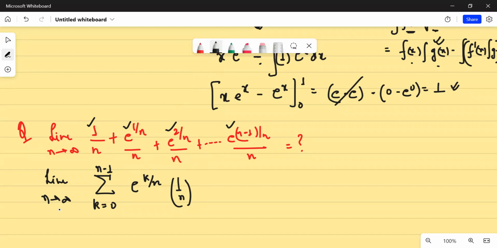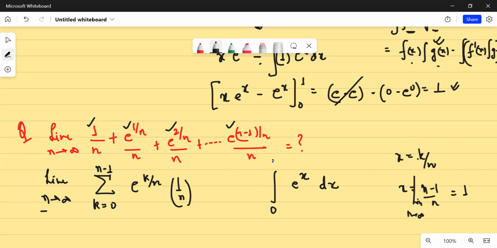Yes. And your limit is on n. So I told you, whenever you have such a form, you write 1 upon n as dx. You write k upon n as simply x. And since you've replaced your x by k upon n, what would be the lower limit? The lower limit would be 0, because the lower limit k is equal to 0. And the upper limit x is equal to n minus 1 upon n as n tends to infinity. So this limit would become 1. This is simply the integration from 0 to 1 of e to the power x.